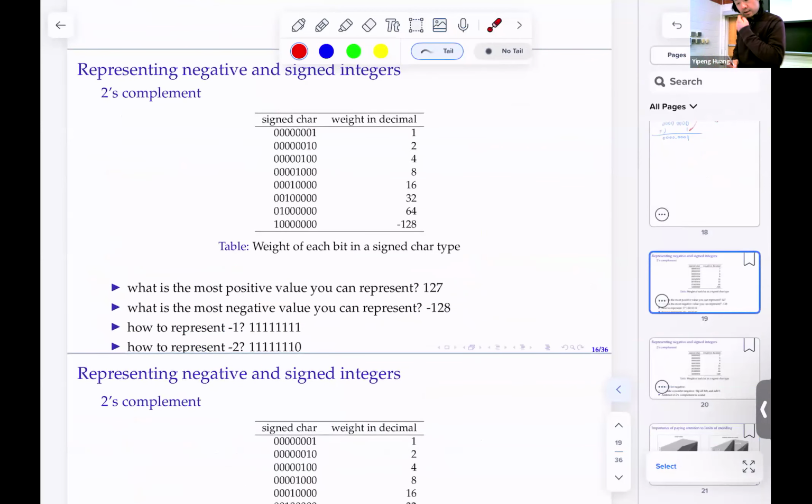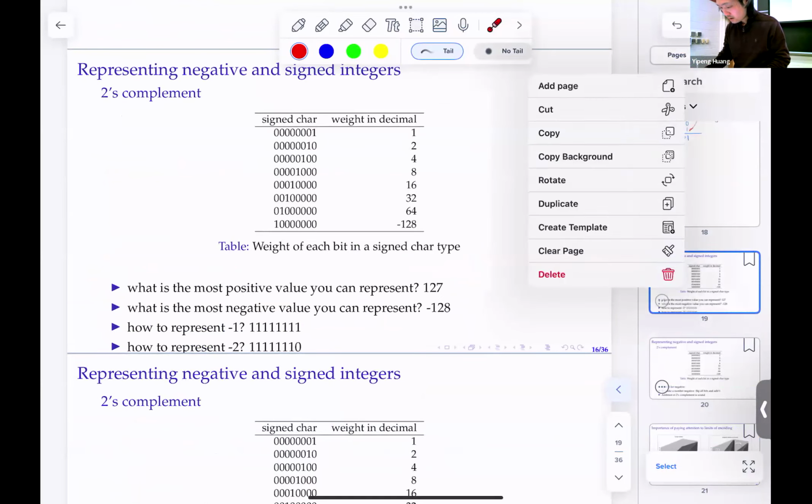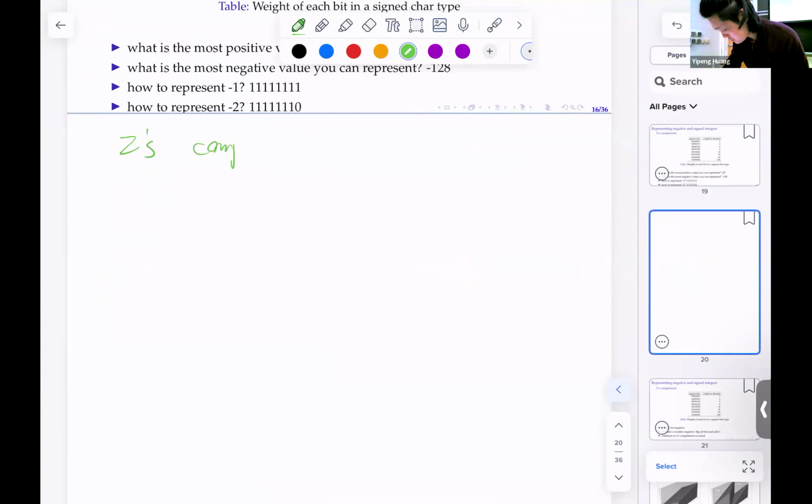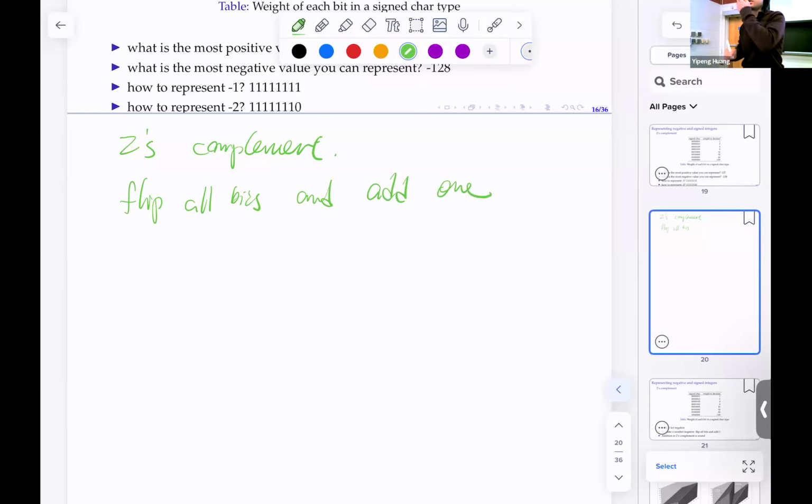And 2's complement is a set of rules where the rule for negating a number is done by flip all bits and add 1, right? 2's complement: flip all bits and add 1.